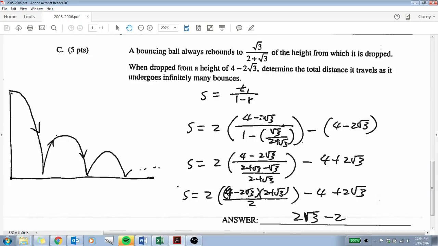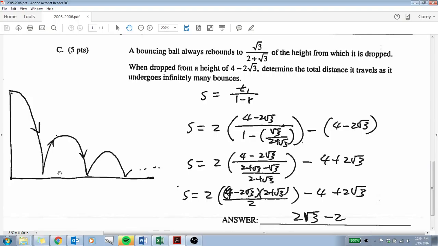So in your formula, T1 is 4 − 2√3, then you have 1 minus √3/(2+√3). So that's what you have right here. Now the question is, where does the other stuff come from? Why do we have a 2 and why are we subtracting something?